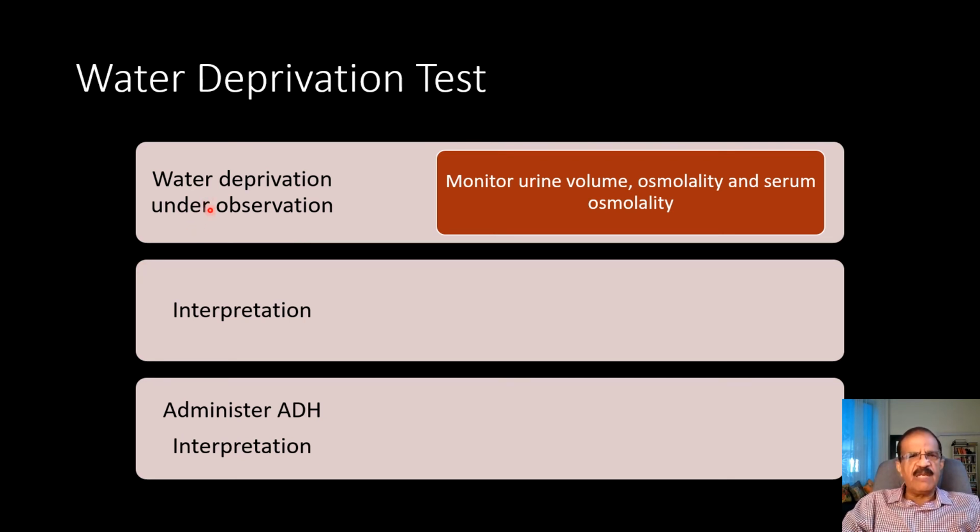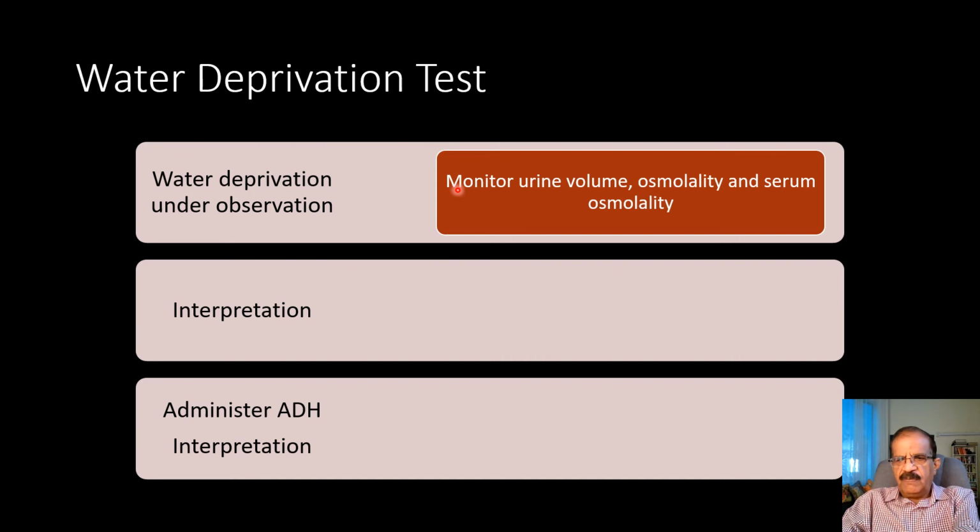Either you formally admit him or you at least keep him under observation, and you monitor his hourly urine volume, and you monitor his osmolality, both serum and urinary osmolality, and you also measure his weight, because that is one of the criteria when to end the test. All right. So the concept of water deprivation is to admit the patient and observe what happens if we restrict his water intake.